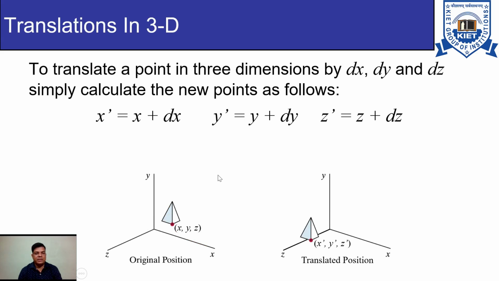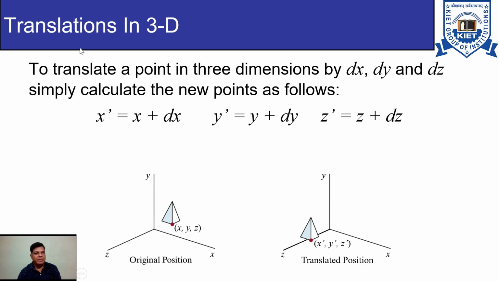Now we have already seen that there are five types of transformations. First is translation, second is rotation, third is scaling, fourth is reflection, and the last is shear. Translation, as we have already defined, is the repositioning of an object along a straight line path.